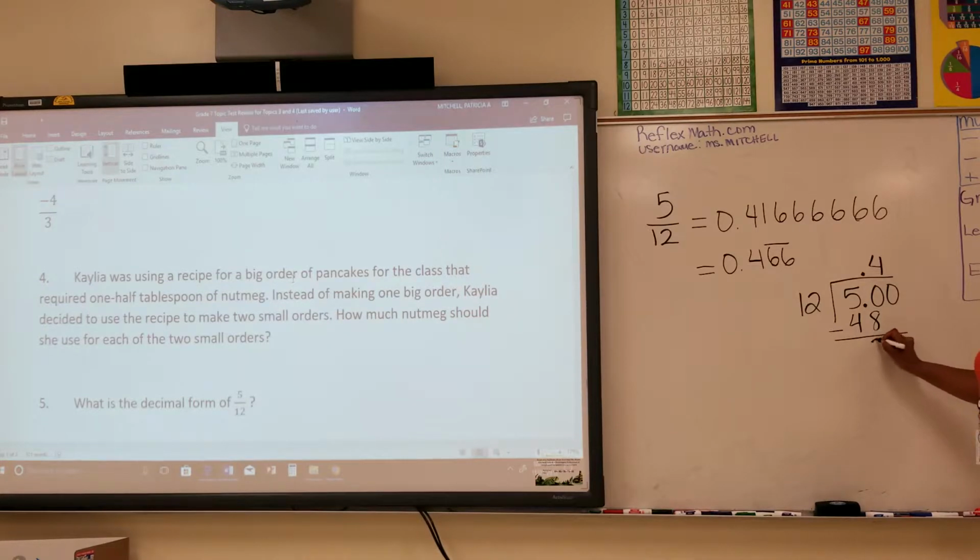50 minus 48 is 2. We're going to bring this down. And so here we have 20. 12 goes into 20 one time. 12 times 1 is 12. 20 minus 12 is 8. We have to have another 0. And this is where our 6 repeats.